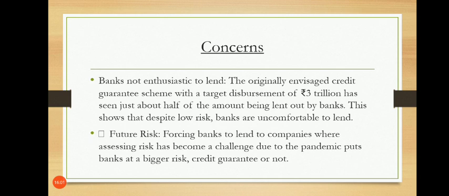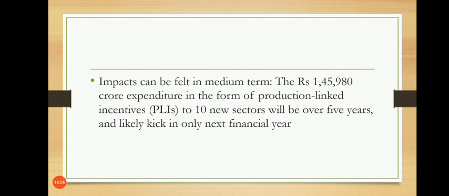That's why they are not ready to lend. Impacts can be felt in medium term. The rupees 1,45,980 crore expenditure in the form of production linked incentives to 10 new sectors will be over 5 years and likely kick in only next financial year.